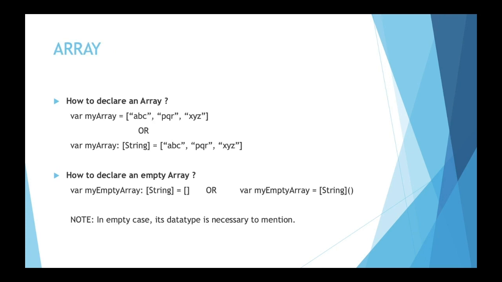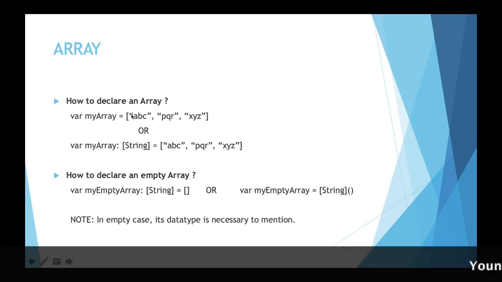Now, array. What is an array? An array is a collection of similar type of data. I know you are aware of the definition of an array. Let's move to how to declare an array in Swift. So the var keyword, my array is the variable name equals, within square brackets, double quotes some value separated by a comma, again double quotes some value, comma, and so on. This is the way to declare an array.